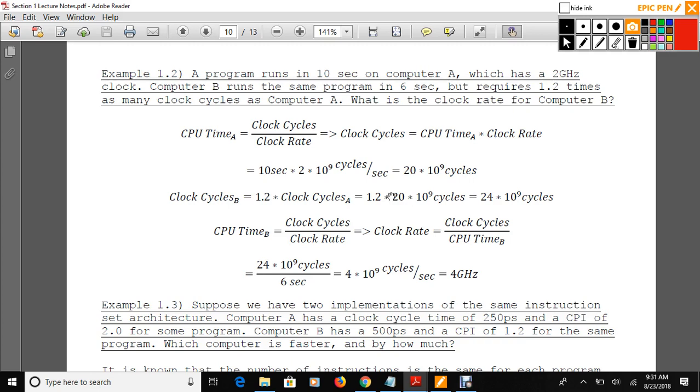Okay, so what we're going to do is get into more advanced performance type questions, and then we're going to get into computer arithmetic. That's where section 2 is going to begin.